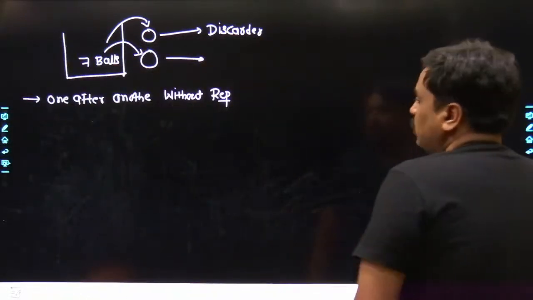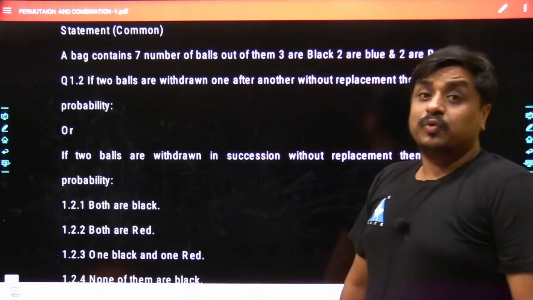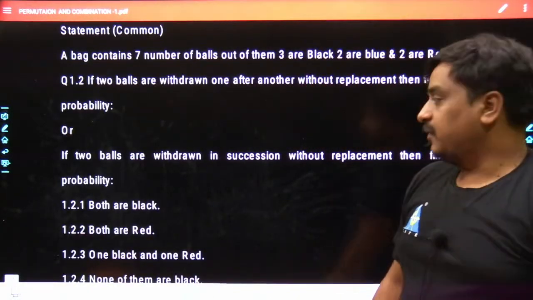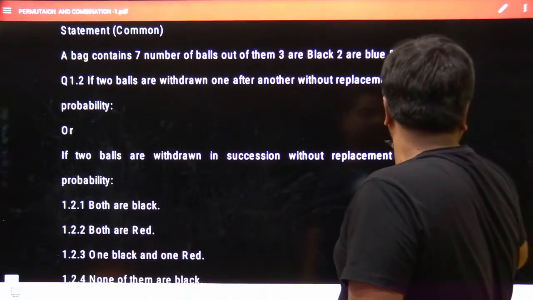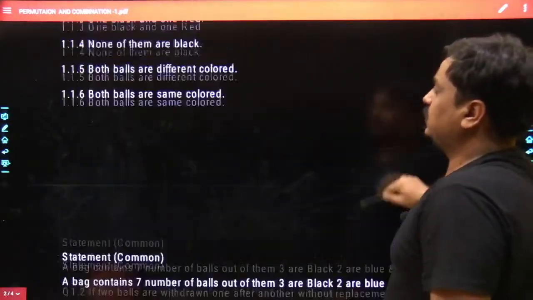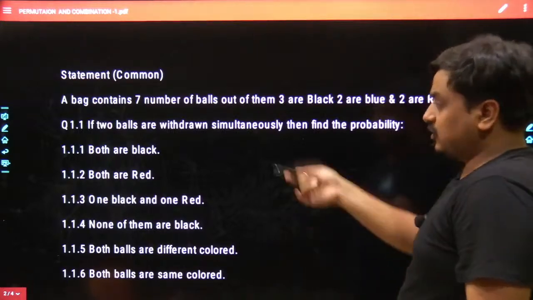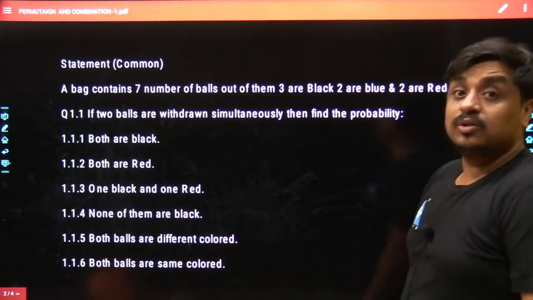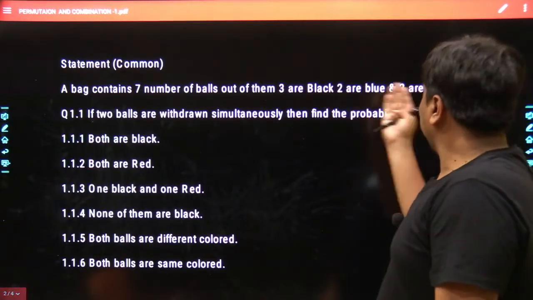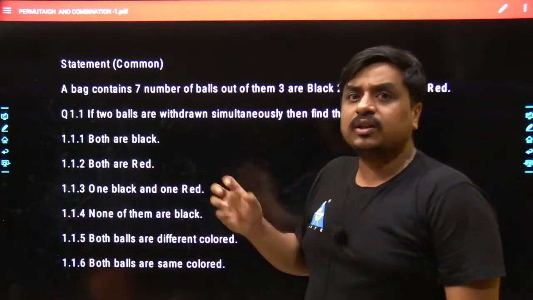Till this point I don't think any student would have any sort of doubt. But the answers which we were getting are completely different. If you focus on the set of problems which we have taken earlier, we had 7 balls. Here also we have 7 balls: 3 black balls, 2 blue balls and 2 red balls. Everything is the same. Even here we are withdrawing 2 balls.